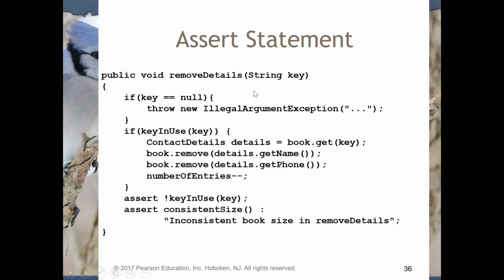So, remove details, key null, throws an exception, key in use, and so on, comes down here. If not key in use, key is an assert. So if this doesn't evaluate to true, then it will throw an error. Here, it is consistent size, colon, throw this message. Okay? And that's what you're going to end up doing.